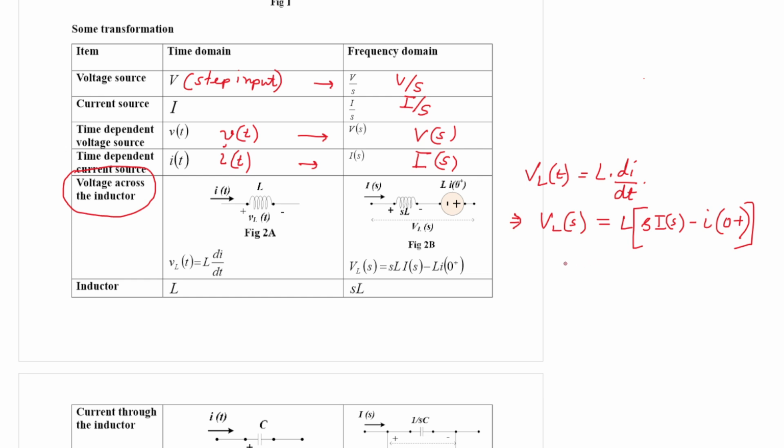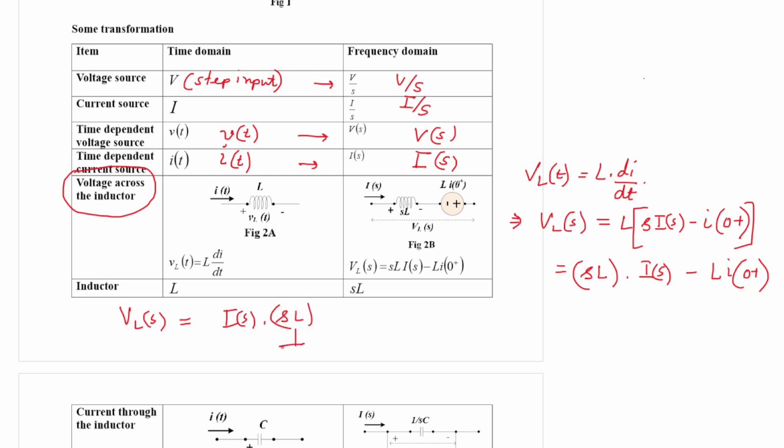So then it should be V_L(s) is equal to SL into I(s) minus L i0 plus, right? So this is a very important equation: the voltage across the inductor in the Laplace domain is nothing but the current I(s) multiplied into SL.